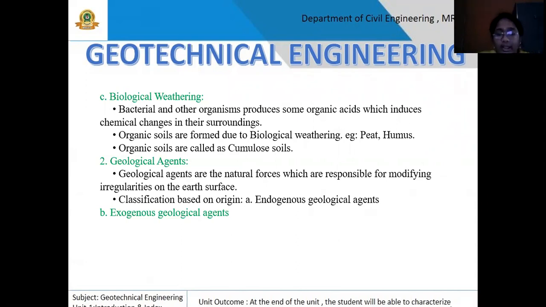That is the first kind of rock formation. The second one is geological agents. Geological agents are the natural forces responsible for modifying the irregularities on the Earth's surface. These are responsible for any modifications on the Earth's surface. They are further classified based on origin as endogenous geological agents and exogenous geological agents. Endogenous and exogenous. Endo and exo.